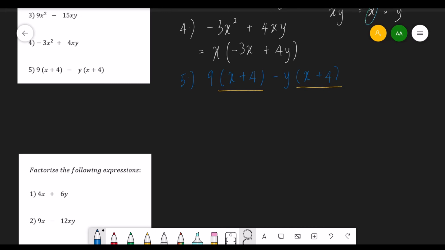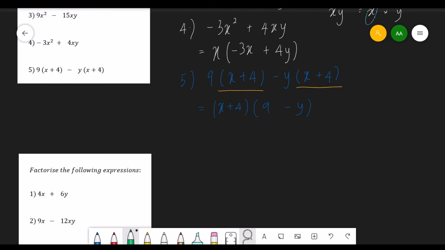So they are the common factors. Comparing between those two, I will extract my common factor, which is x plus 4, first. What is left inside my bracket will be, after I take out x plus 4 from 9, I'm left with 9. I take out x plus 4 from y bracket x plus 4, I'm left with y. So 9 minus y. So our final answer is x plus 4, bracket 9 minus y.